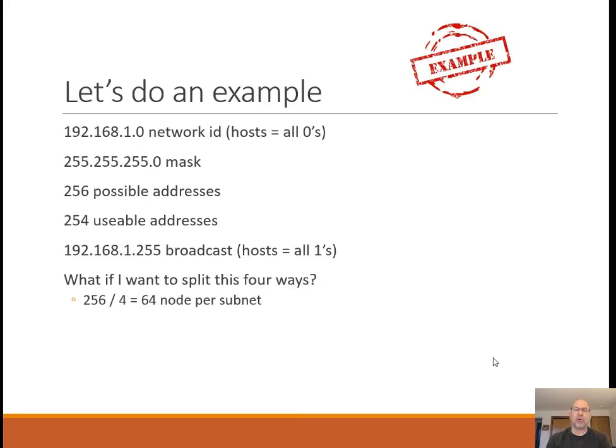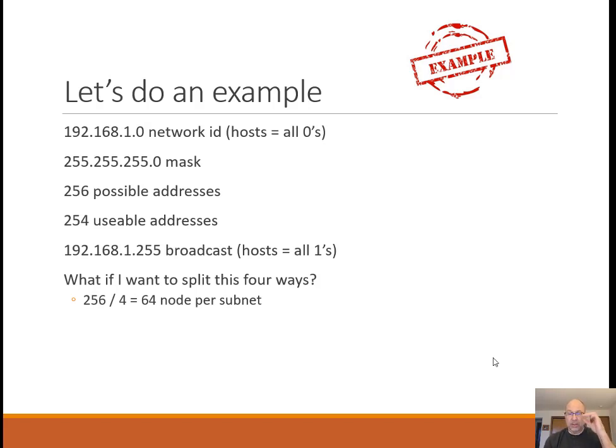Let's do a quick example for subnetting. Here we've got the 192.168.1.0 network. The host is all zeros in binary, so there'd be 8 zeros on the right hand side. We've got a default mask here of 255.255.255.0, and this means that we have 256 possible addresses, 254 usable once we get rid of the network ID and the broadcast address, which is .255. The other thing to remember is that the broadcast has all ones in the host portion. However big your host portion is, when you put all ones in there, that's the broadcast.